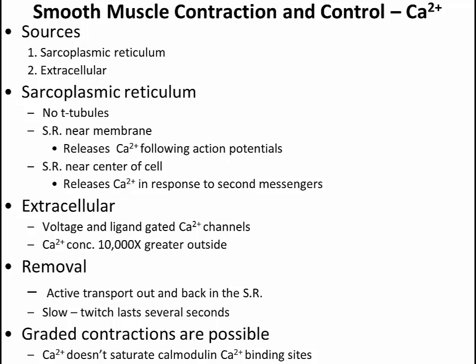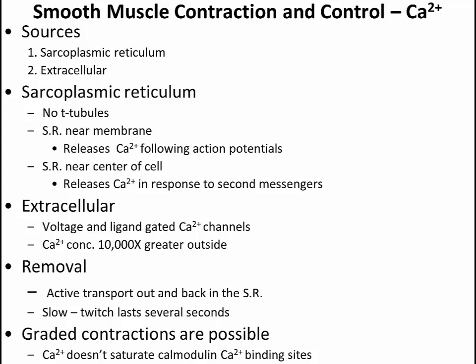In the case of smooth muscle, extracellular calcium also contributes to the calcium that leads to muscle contraction. And so there are both voltage and ligand-gated channels, interestingly, located in the plasma membrane that allow the calcium, which is 10,000 times more concentrated outside the cell than inside, to flow into the cell. So both of these mechanisms, in the case of smooth muscle, calcium from the sarcoplasmic reticulum and calcium from outside the cell, play a role in the elevated concentrations of calcium that lead to smooth muscle contraction.